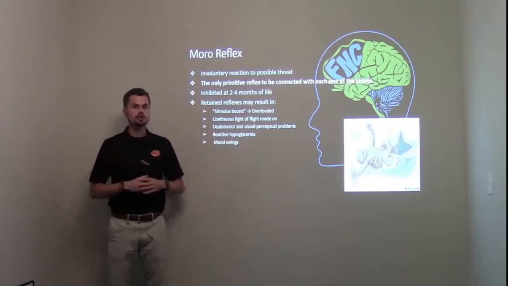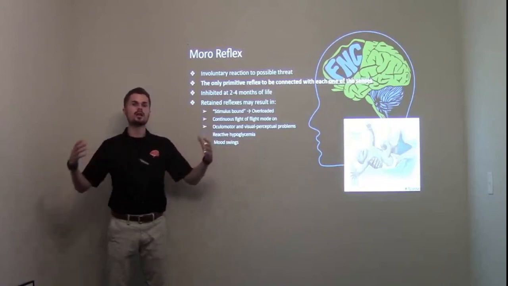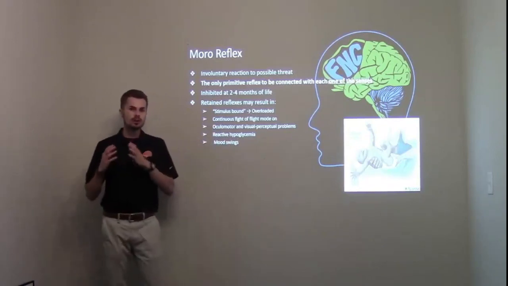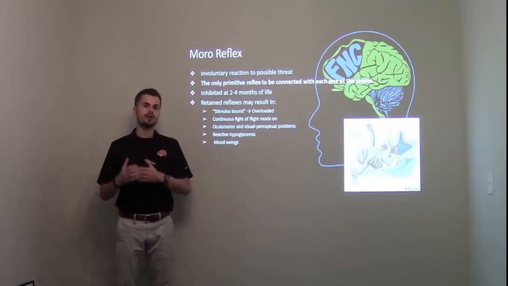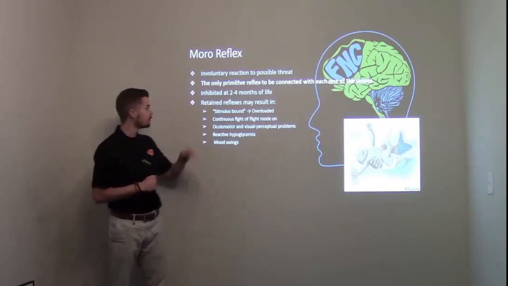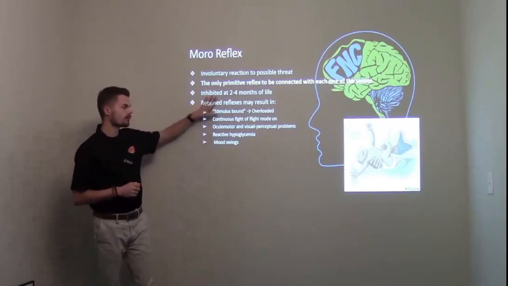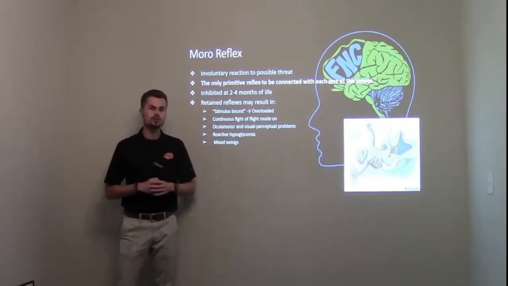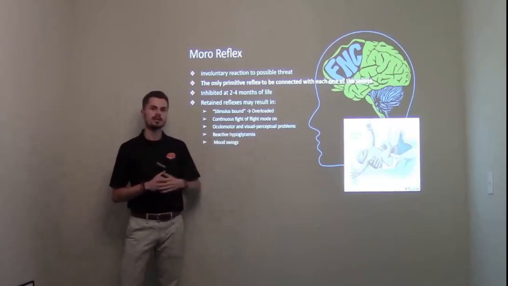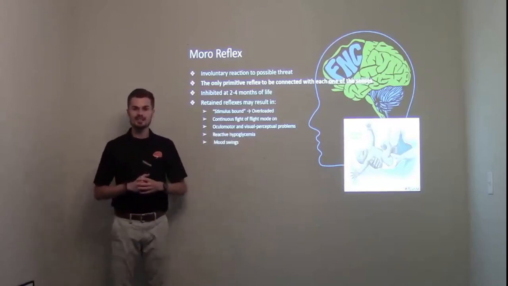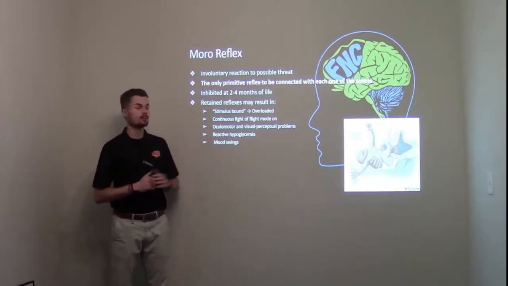So you get this rapid movement of the arms and legs trying to cling on to something, and they start crying and have a huge sympathetic outburst, and go into this flight or fight mode. It should be inhibited at 2 to 4 months of life. What I want you to do is go to YouTube and type in motor reflex, primitive reflex, and see what it looks like in a baby. Then we're going to show you how to test this in an adult and what you might see if they still have a retained motor reflex.